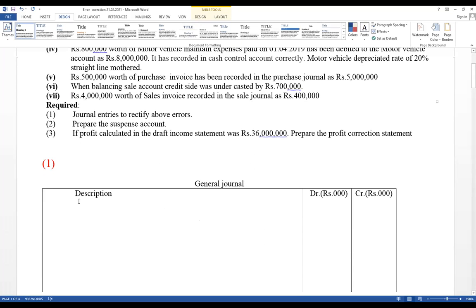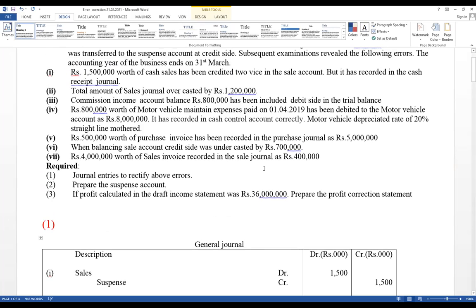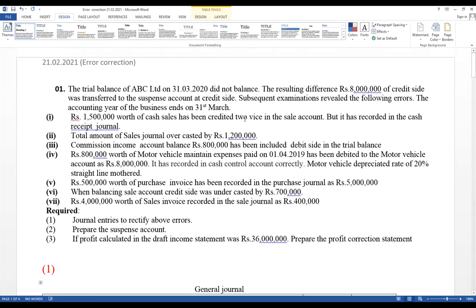Therefore, first transaction double entry: sales account debit. Reason, sales account credited twice. Therefore, sales account debit one time, value equal 1.5 million, and suspense account credit. Think about errors occurring in only one ledger account. Suspense account credit, value equal 1.5 million. It affects suspense accounts. Reason, errors occur in only one ledger account. Sales account recorded twice.